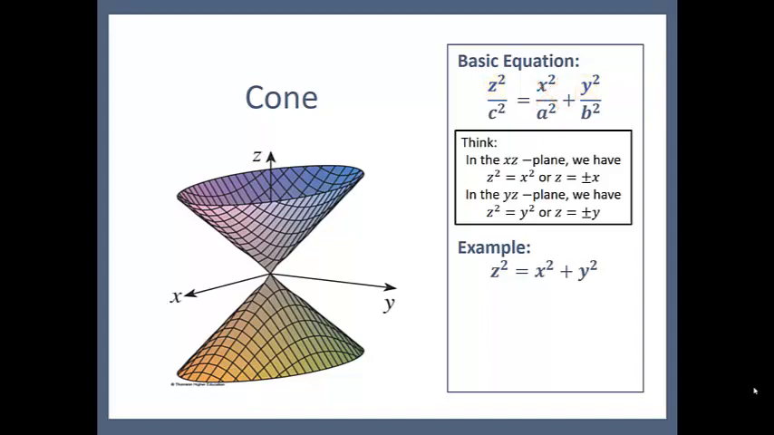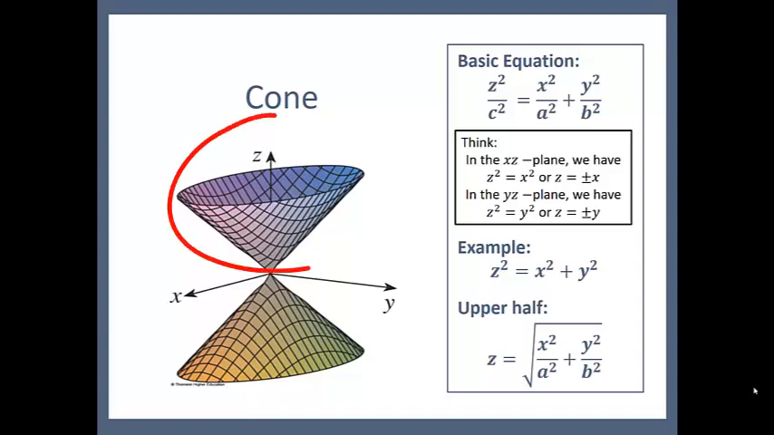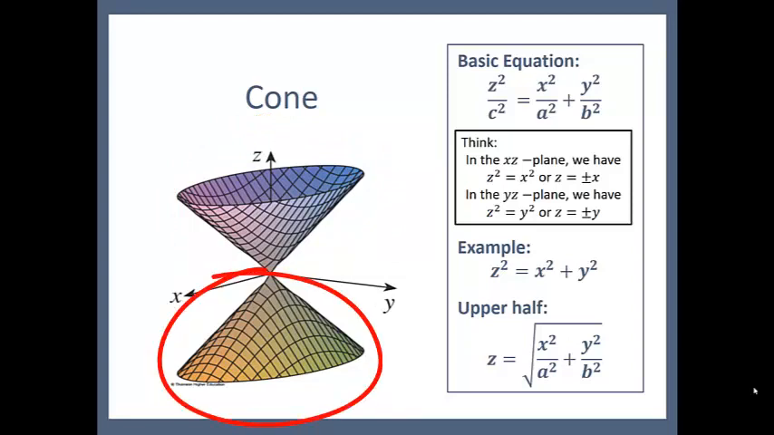Now, one last remark about our cone is, what if you have an equation that looks like the positive square root? That would represent just the top half of the cone. Similarly, if you had the negative square root, that would of course represent only the bottom half of the cone.